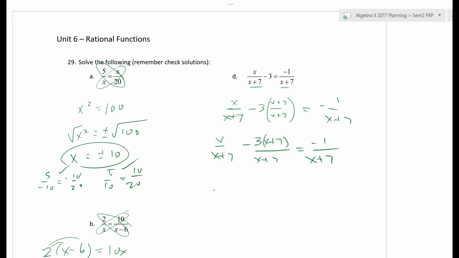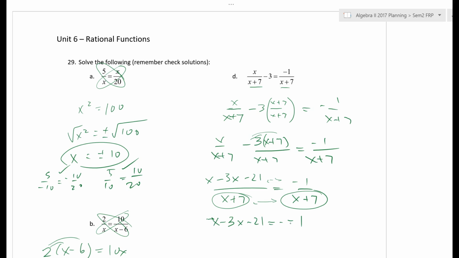Here, we can simplify this right side, x plus 7, so we get x. Remember, those have to distribute, so x minus 3x minus 21 equals negative 1 over x plus 7. And one idea here is you can notice that these have the same denominator, so I can just set the numerators equal. If you did cross multiply, those would just cancel out anyway. So that's the idea I'm going to use here, is that since these are equal, these also have to be equal. So I'll have x minus 3x minus 21 equals negative 1.